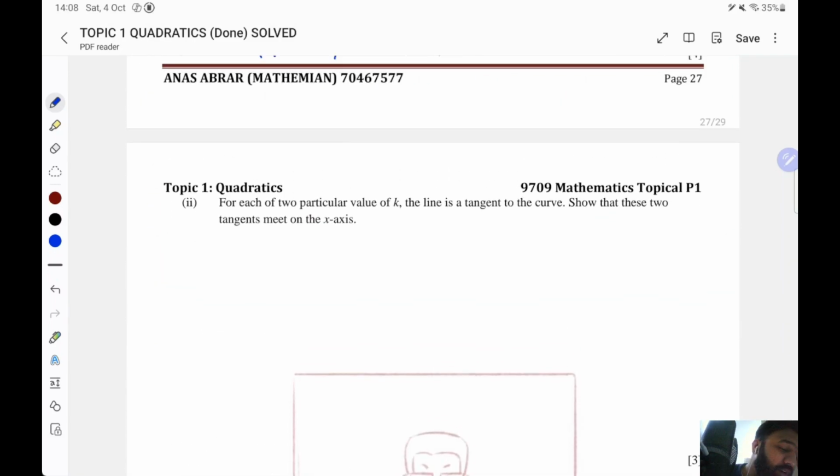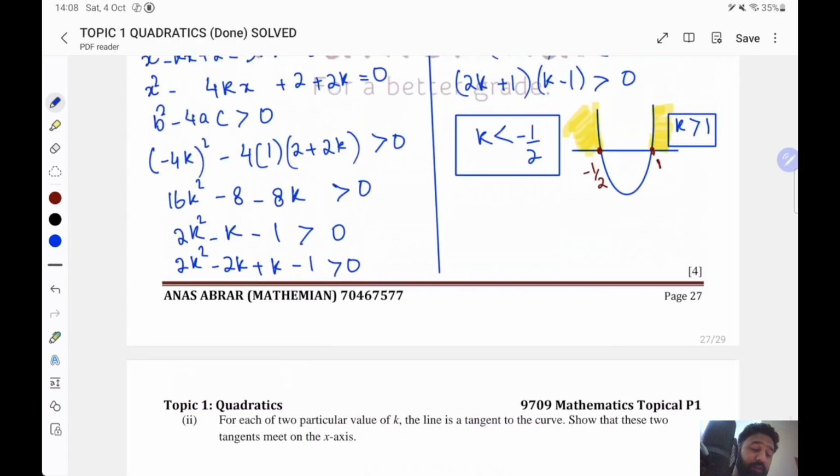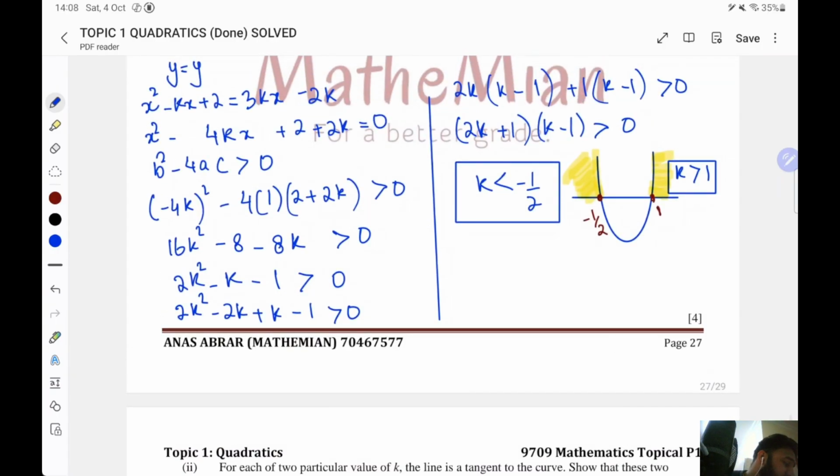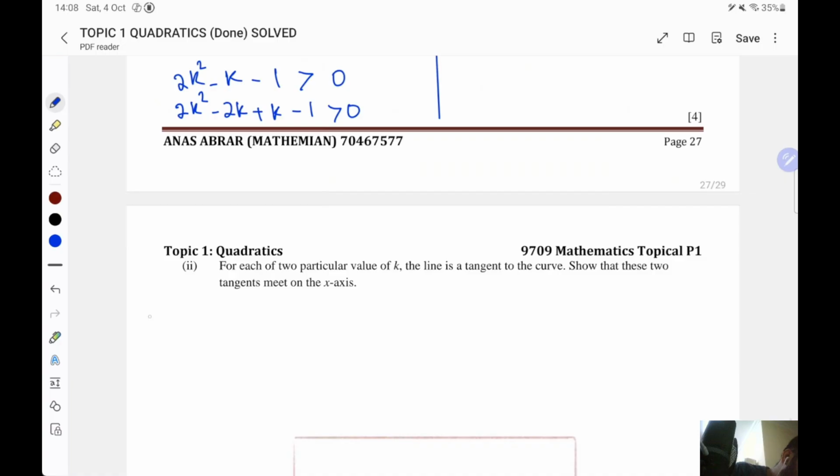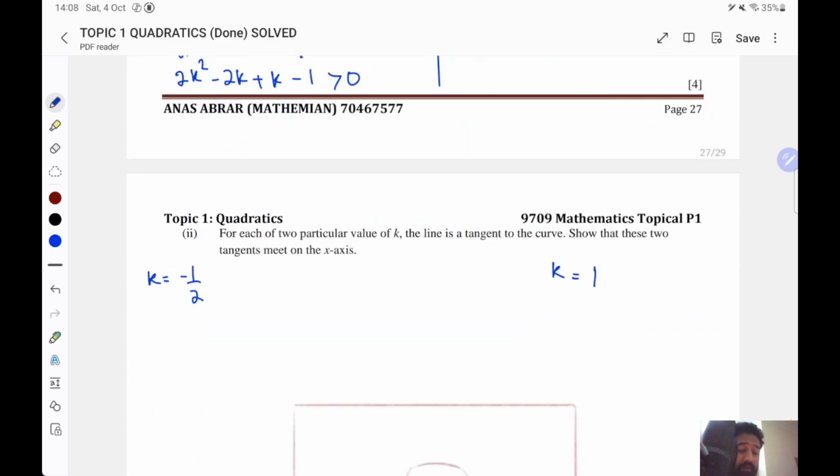For each of the two particular values of k, the line is a tangent to the curve. So there are two values of k that you have found, one value of k is minus 1 by 2 and the other value is plus 1. He says that the line is tangent to the curve. Show that these two tangents meet on the x-axis. So we know that the value of k is minus 1 by 2 and plus 1.